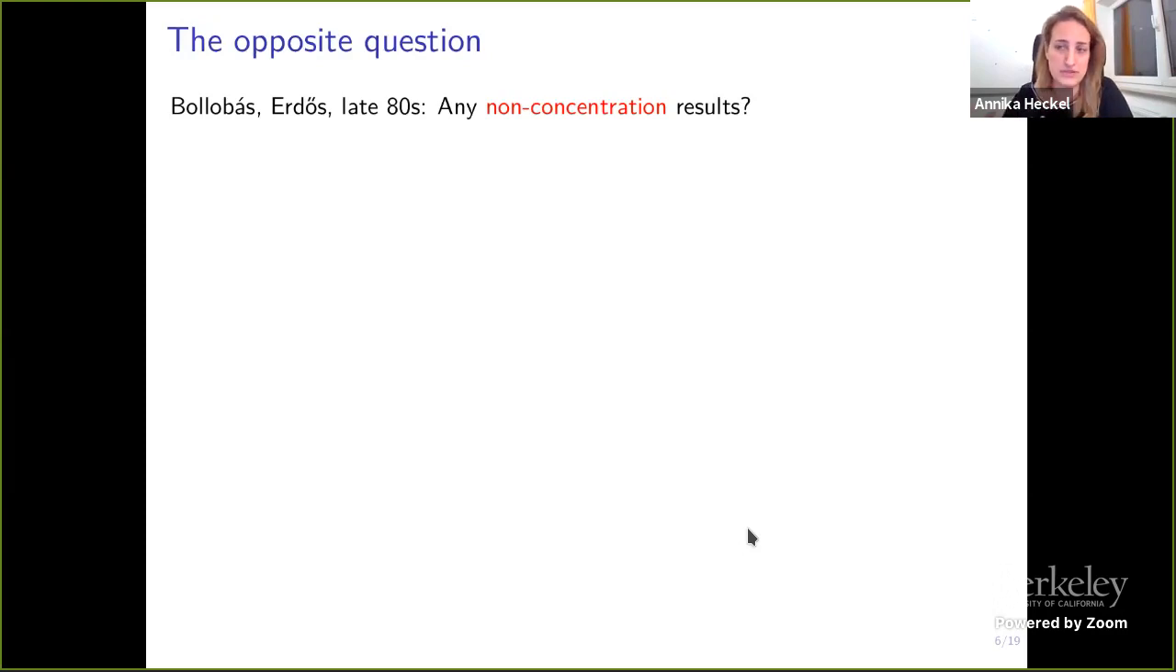In view of some very sharp results showing concentration of the chromatic number, starting in the late 80s, Bollobás and Erdős started asking the opposite question. So we know some cases where the chromatic number is very, very sharply concentrated, but do we know if that's always the case, or are there any non-trivial non-concentration results? So I've already told you if p tends to 1 at the right rate, it's kind of easy to show that you can't do better than root n. But are there any non-trivial cases where we know this?